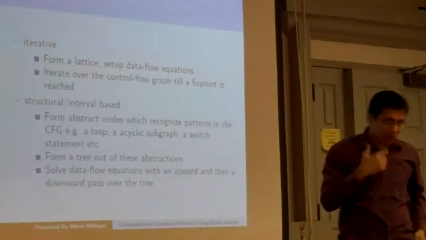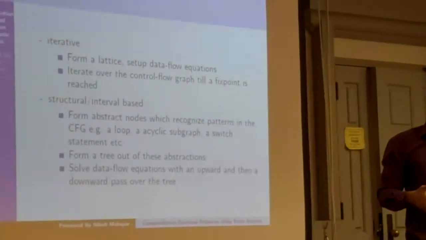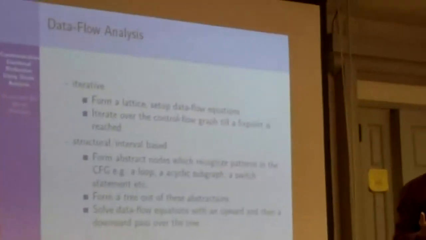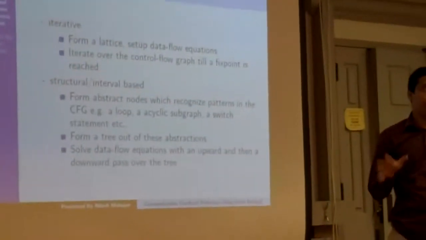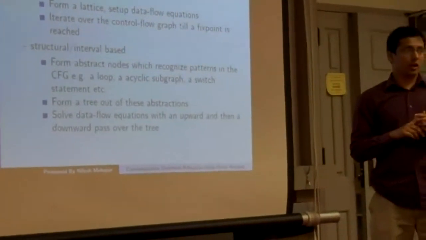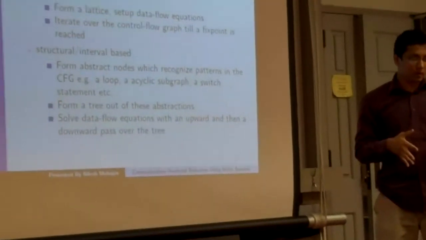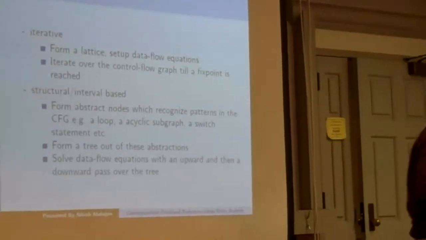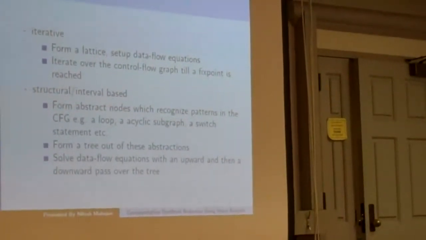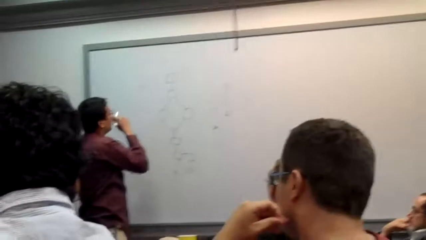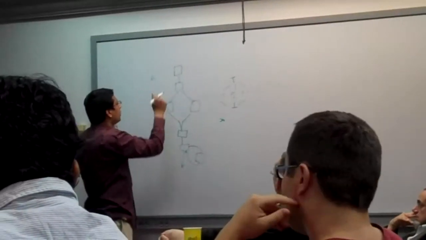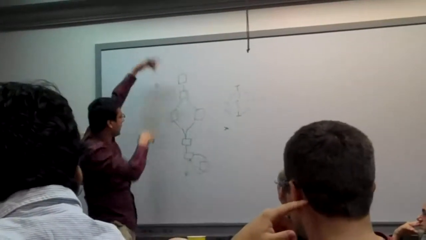Okay. So there are two approaches to data flow analysis. One is iterative. As I said, you form a lattice, you set up data flow equations that approximate the behavior of what you want to do on the control flow graph, and then you iterate over the control flow graph. So again, you have a particular function which simulates what you want to do.